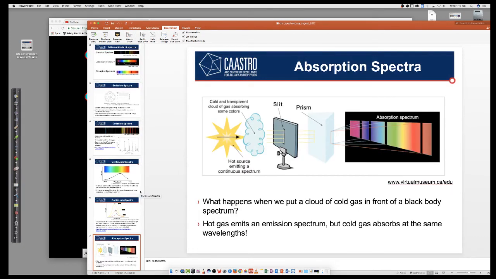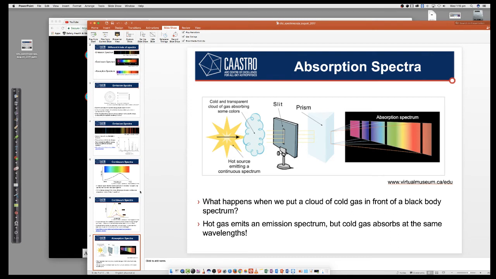Okay, so our third kind of spectrum was absorption spectra. And this looked like a continuum spectrum with bits of light missing. And the great thing is, that's exactly what it is. If you imagine our emission spectra, where we had little lines in it, where something was being emitted, and that was being produced by a hot, dense gas.